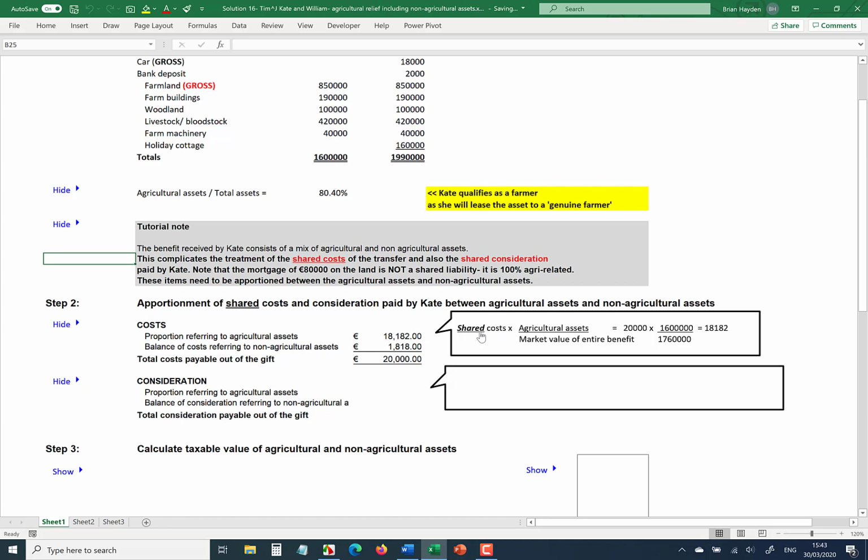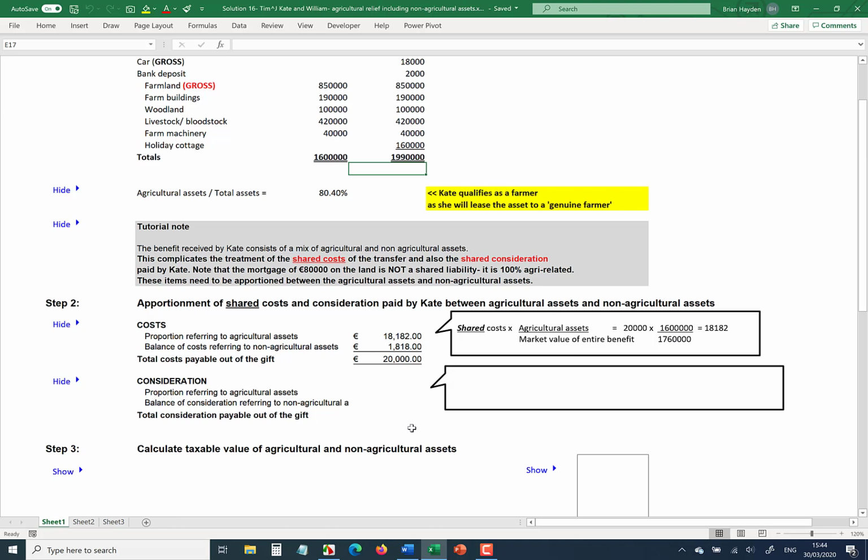So it's worth just looking at this. The total was 20,000. The agricultural assets included in the benefit were 1.6 million. The total benefit was 1.76. So notice now we're not looking at these totals up here. We're looking at the agricultural benefit over the entire benefit. It just so happens that the agricultural benefit is this value here. But do be careful that you don't use numbers that are up here automatically, because these numbers, in particular the total column, include assets that she already owns. It's 1.6 over 1.76.